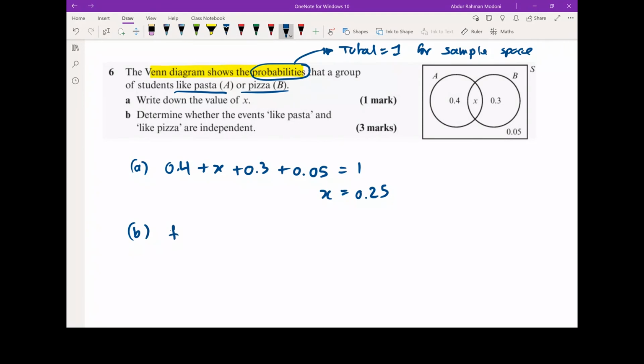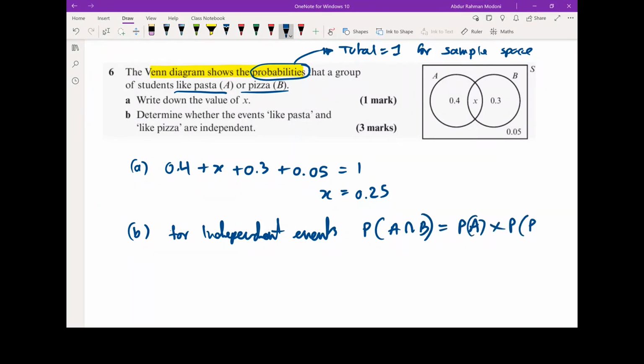So for independent events, the probability of A intersect B must equal the probability of A times the probability of B. So we'll go and see what these are. We're going to find out, first of all, the probability of A intersect B. Now, A intersect B is the middle here, the intersection of A and B.